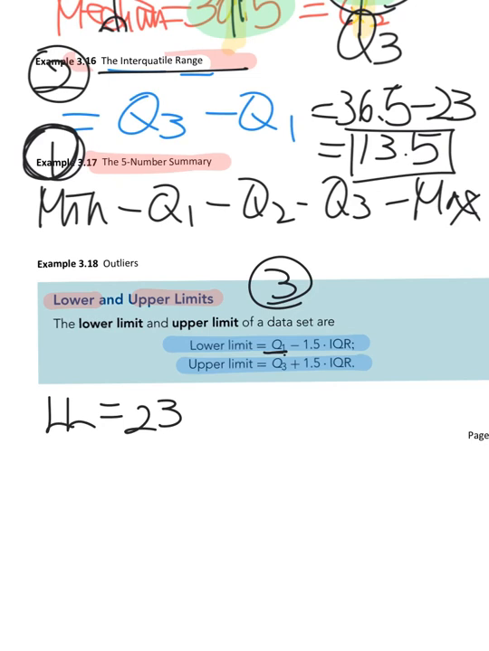Then what? Minus 1.5 times the interquartile range, IQR. How much was that? 13.5. So how much will be the lower limit? Yep, try. 2.75, thank you.